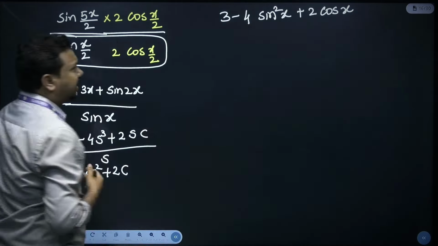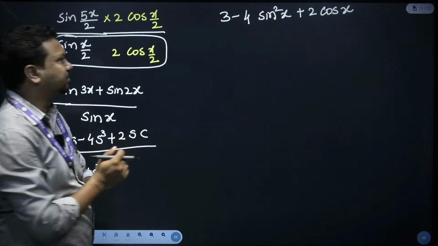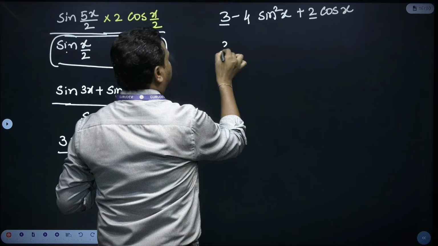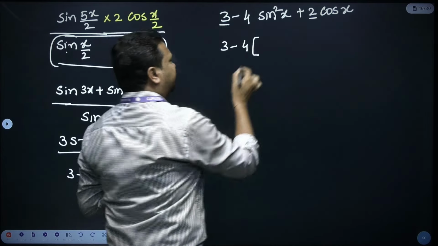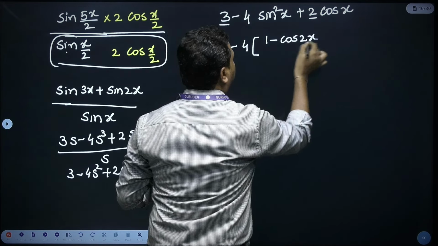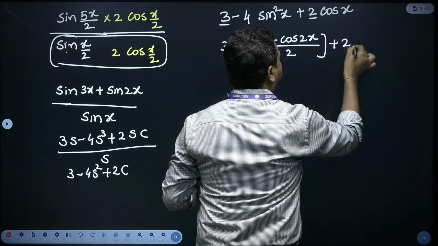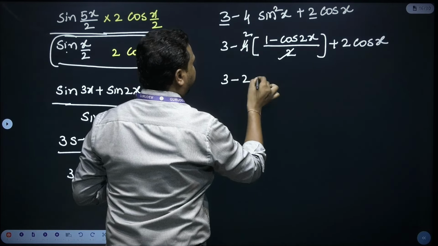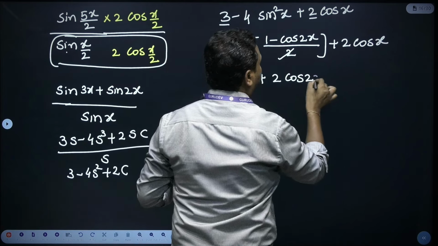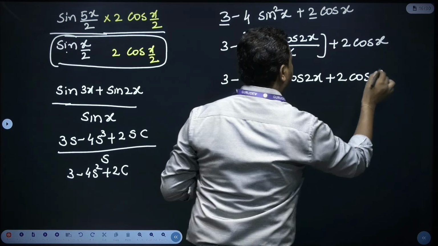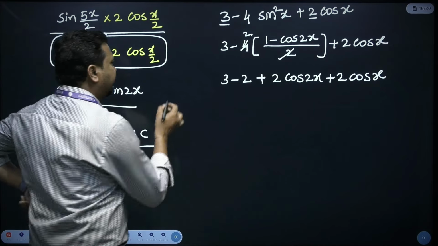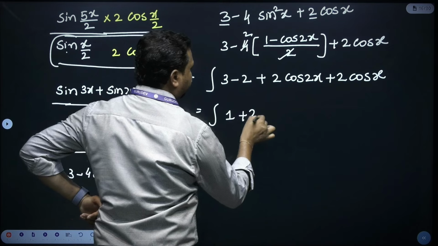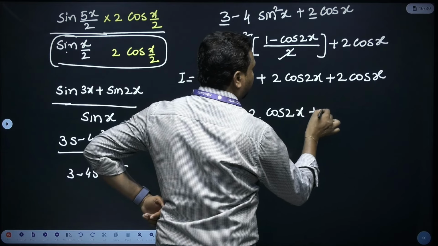Again, you have to simplify the sin square function. I don't have a problem regarding these two terms. The problem actually lies with sin square x, which we need to integrate, so 3 minus 4 as it is. I know that sin square theta is 1 minus cos 2 theta divided by 2, plus 2 cos x as it is. So 3 minus 2 into 1 is 1, minus into minus is plus 2 cos 2x, plus 2 cos x. This should be your integrable function. Hence, I is equal to the integral of 1 plus 2 cos 2x plus 2 cos x dx.